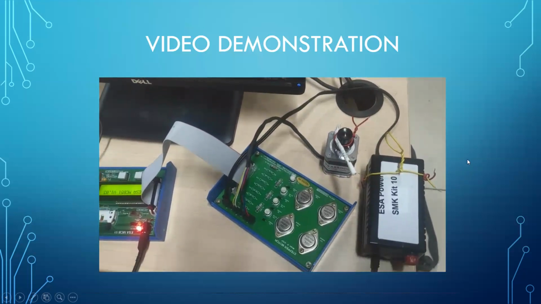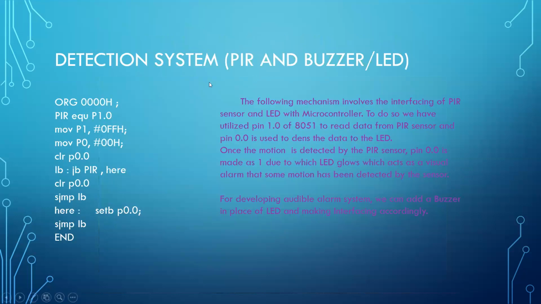So this was all about the door locking system that we developed. Moving to the other module, that is the detection system, which is the main part of our project. This uses a PIR sensor and LED in our case. Here 8051 acts as a central unit which takes input from the PIR sensor and gives that output to the LED. This is the code implementation.